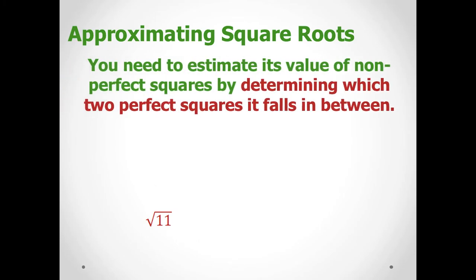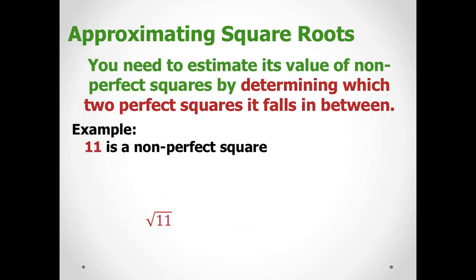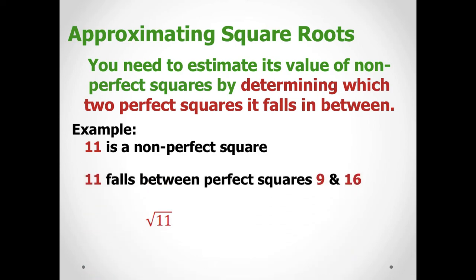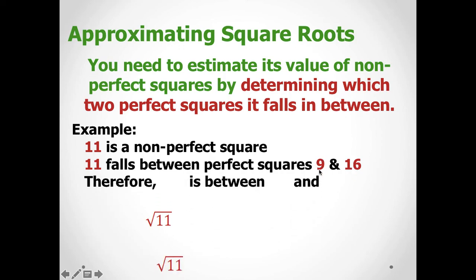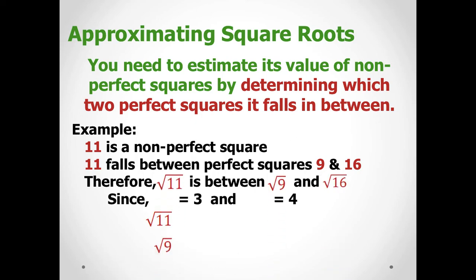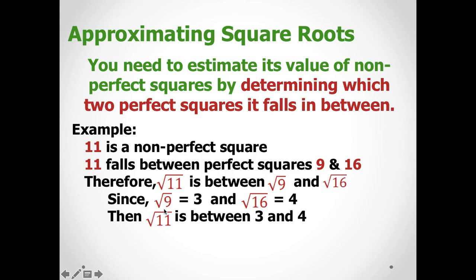Similarly, for example, if we have 11, 11 is a non-perfect square. Why? Because 11 lies in between 9 and 16. And 9 is the square of 3 and 16 is the square of 4. So the square root of 11 will be in between 3 and 4. So this is how we find the non-perfect squares.